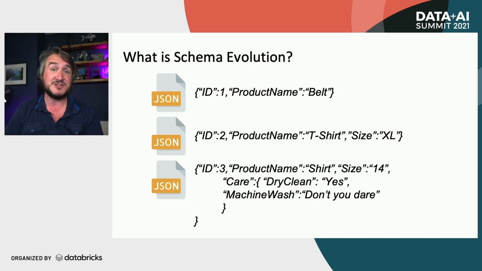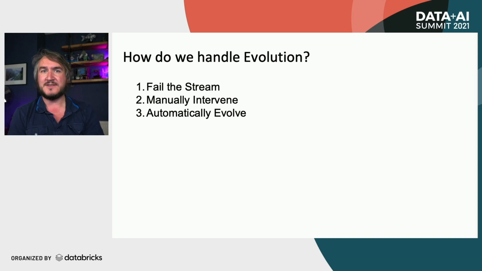It can be really hard to manage. So that's what we're talking about when we're saying schema evolution, kind of getting extra data. What do we do with it? So we have a choice. How do we handle that?